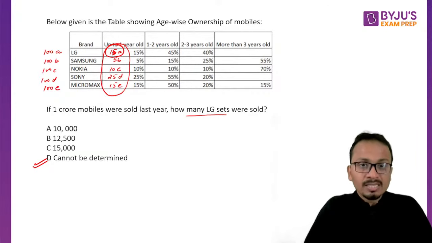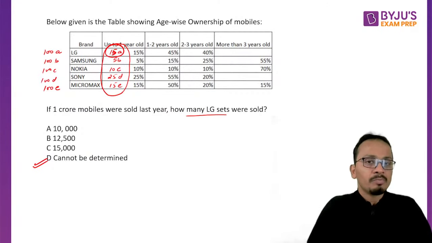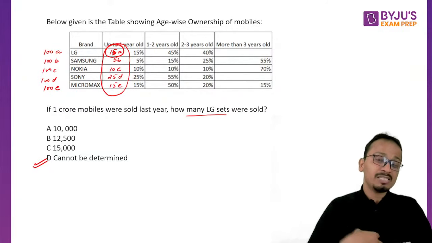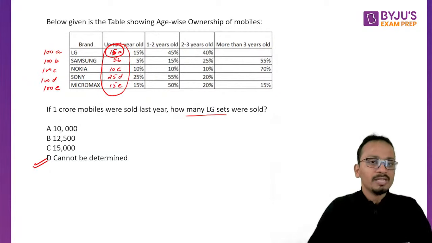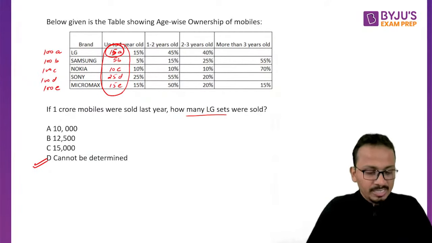No, Kush, more than 3-year-old missing is not the reason, because already the sum is 100%. So nothing is sold which is more than 3 years old. All right, Kush. Fine. So your reason for marking the answer is different. I must say that it is incorrect. The reason that I have given is the correct reason. All right. Am I clear, Kush?